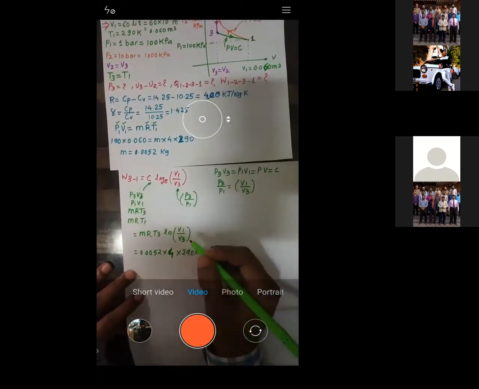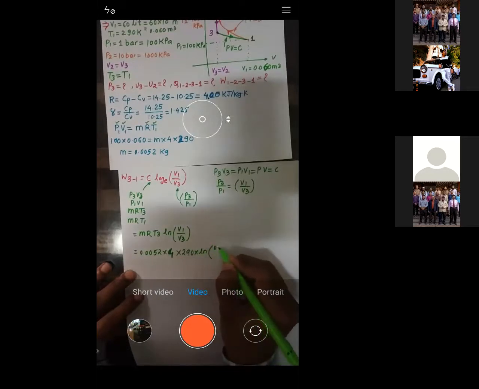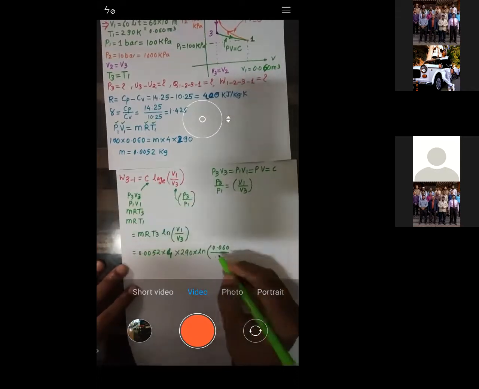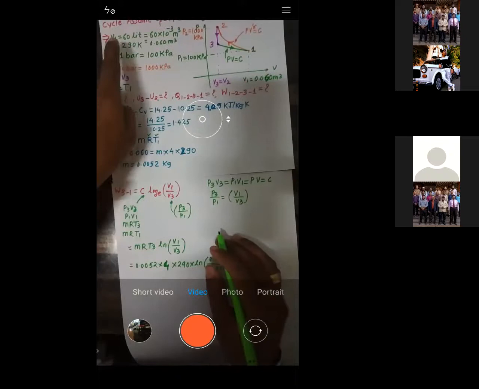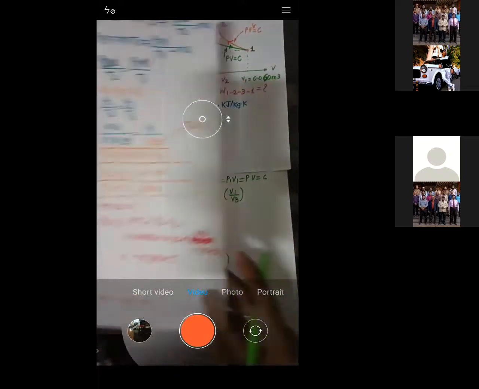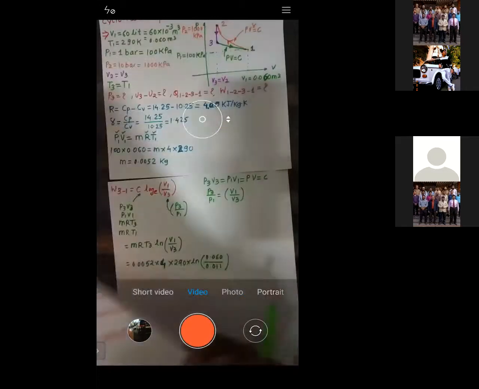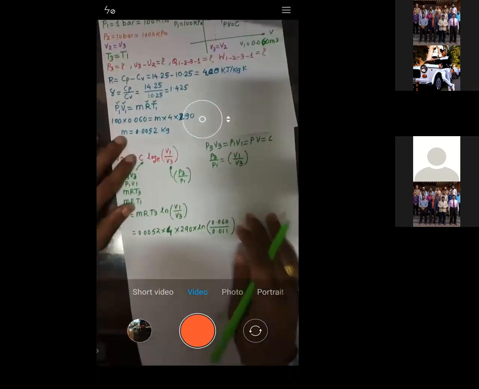Okay, V1 is mentioned in the problem, 0.060, and V3 we have calculated as 0.011. See, this V1 was given in the problem. You can check it. V1 was given, and V3 we have calculated already, 0.011. So let me know how much we're getting.